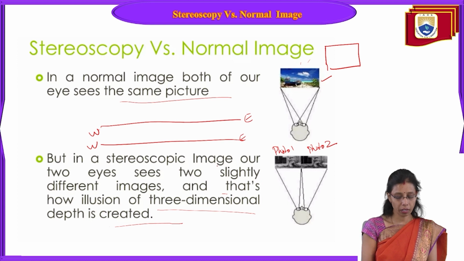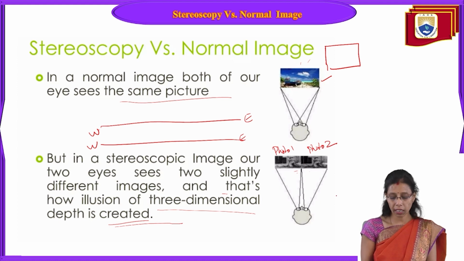In a stereoscopic image, our two eyes see two slightly different images, and that's how the illusion of three-dimensional depth is created. So this is photo 1 and photo 2. They are seen from two slightly different positions, and our two eyes will see two slightly different images. That's how the illusion is created. This is the overlapping area in both the images.